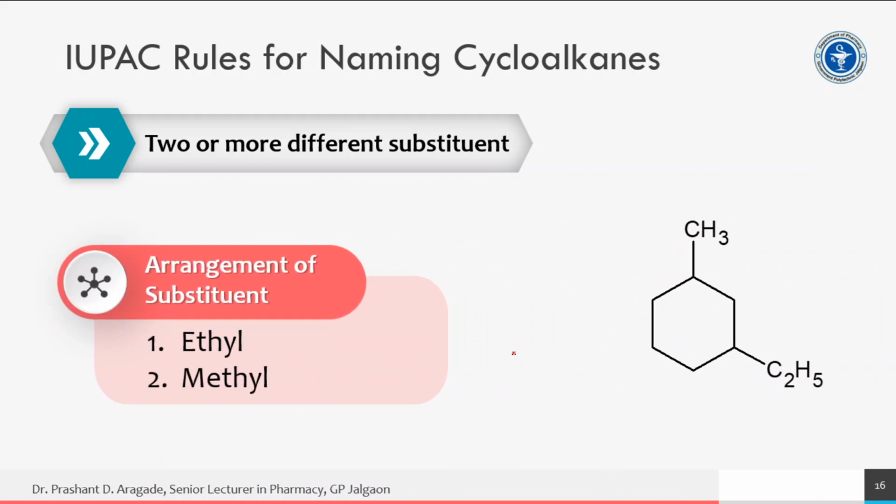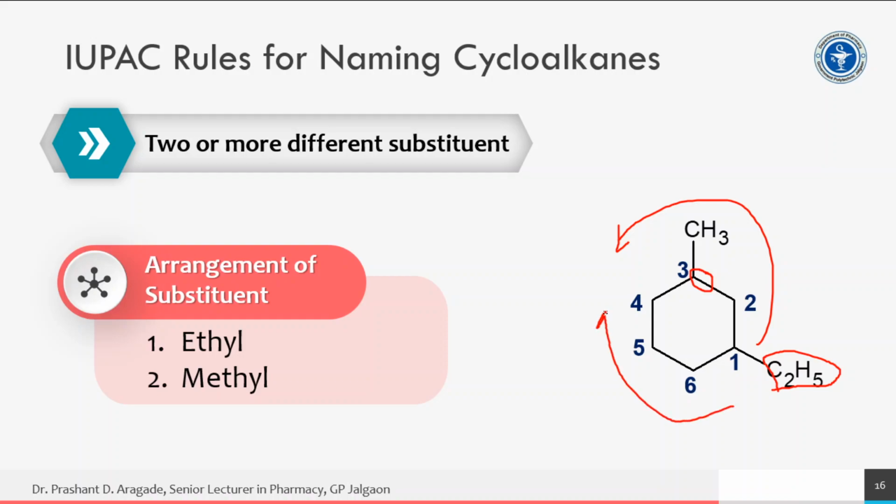So once you have arranged it, then you have to start the numbering from the carbon atom containing the first substituent. So your numbering starts from this carbon atom and you have to select the direction of numbering in such a way that the lowest possible number is given to the carbon carrying a substituent. So here the number 3 is given to the carbon atom on which the second substituent is attached. So this direction is counterclockwise. If you number from this side, then the substituent-carrying carbon atom would have the largest number. So this direction is incorrect and this direction is correct.